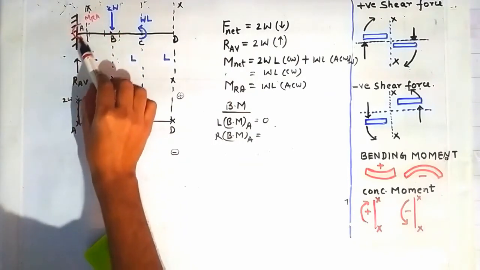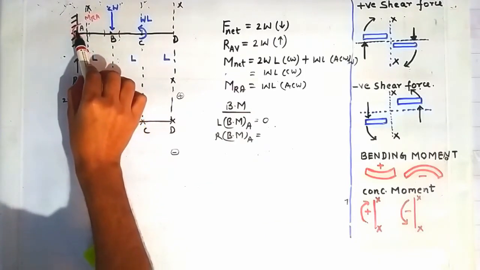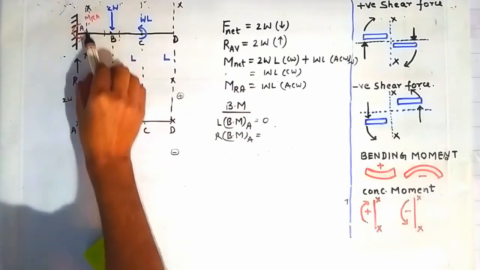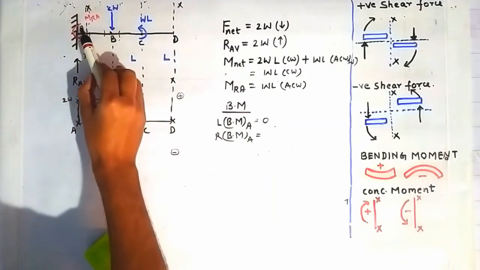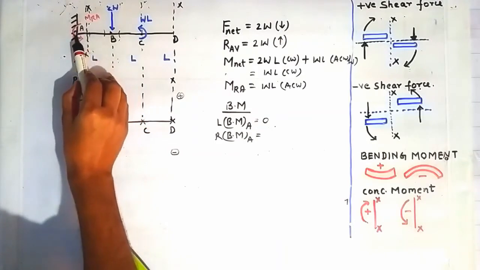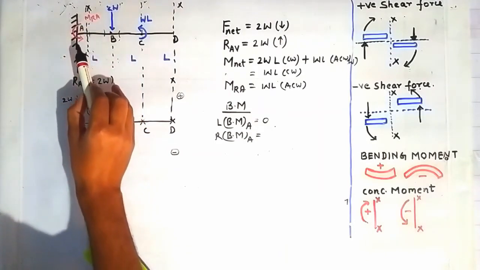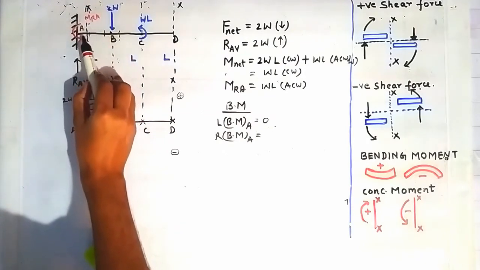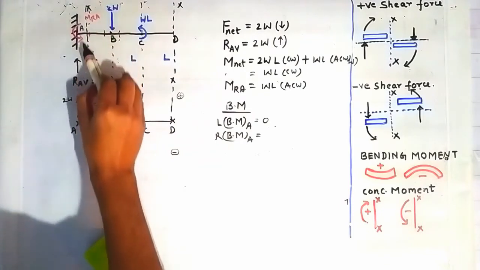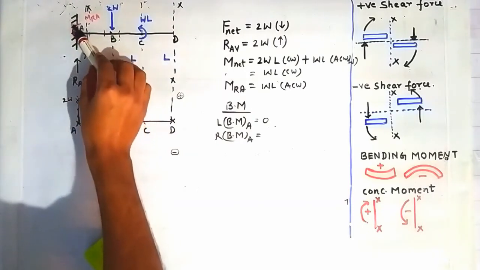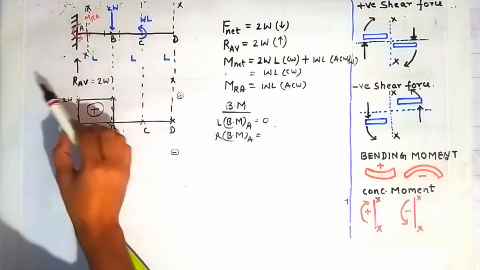But this force will not contribute toward the bending moment at this section XX, because the distance between the point A and this section XX is negligible. It is very close to point A, but for clarity I have shown it at a distance from A. Actually this section is very close to point A, that's why this distance is negligible, and the moment due to this force RAB about this section is 0. That's why we will consider only this concentrated moment.